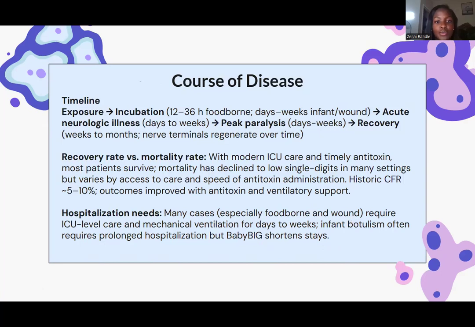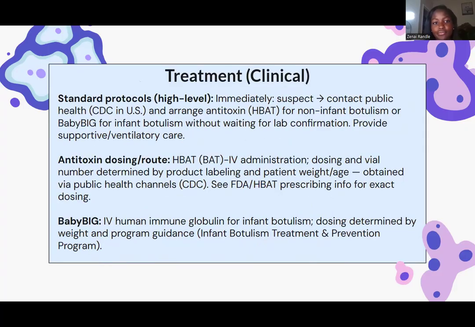For course of disease, we know the incubation period, then recovery rate versus mortality rate. It's about 5 to 10% mortality rate, most patients survive. And then in most cases, it requires ICU level care. And for infant botulism, they require prolonged hospital stay. For treatment, standard protocol is contacting and going to the hospital. Antibiotics aren't preferred to be used, but can be. And then for babies, they have BabyBIG.